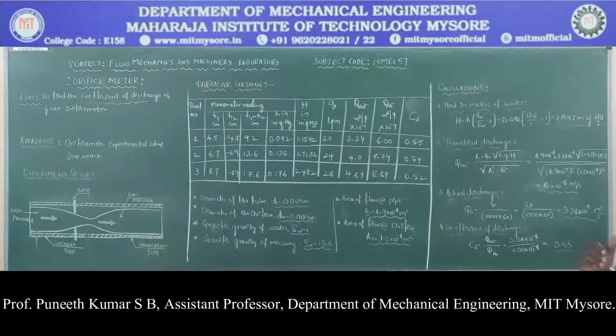So the loss has got amplified. Once we calculate the CD, with the standard formula Q actual by Q theoretical, we got around 0.55. It is a unitless quantity. It is the ratio of Q actual by Q theoretical. The CD value of the orifice that we got is 0.55.